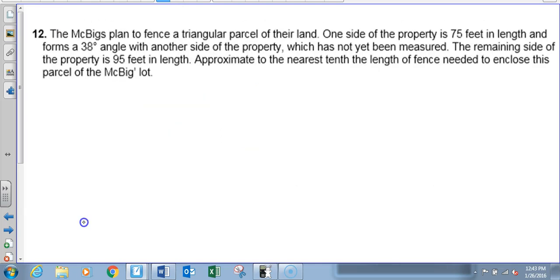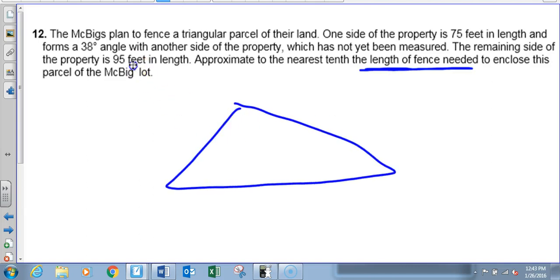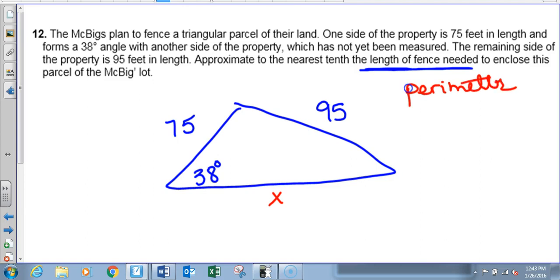It's okay with me if we don't do 12, but what is this asking you to find? It says they measured 75 feet and it makes a 38-degree angle with a side that they didn't measure, and the remaining one is 95. It wants the length of fence you need to go around. So what do you have to find? Yes, you need to find perimeter, okay? You would have to find that missing, oh, pretend that says perimeter. Find this missing side, okay?